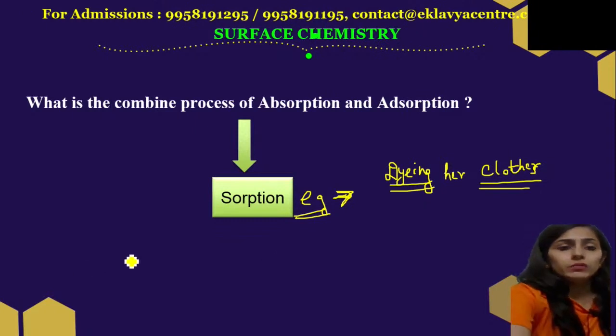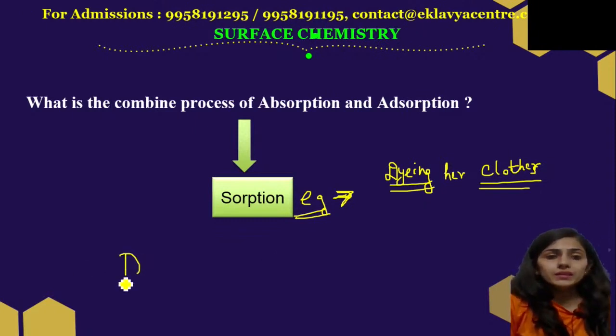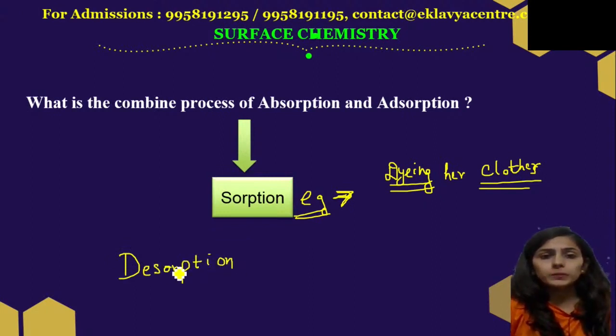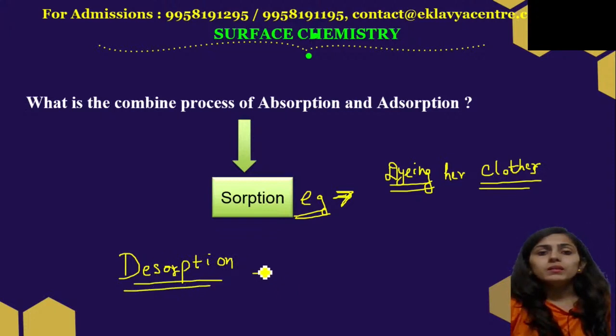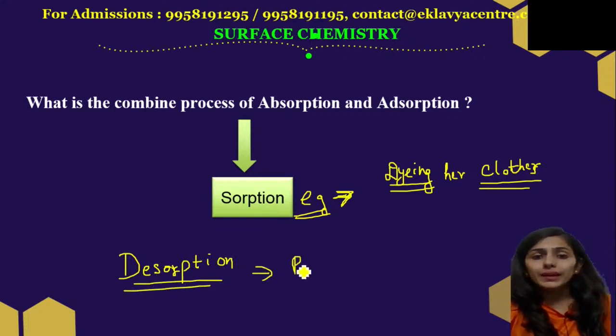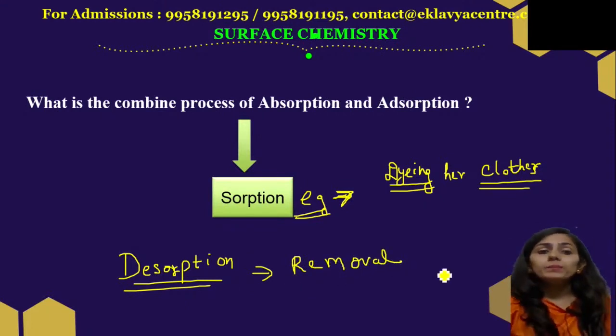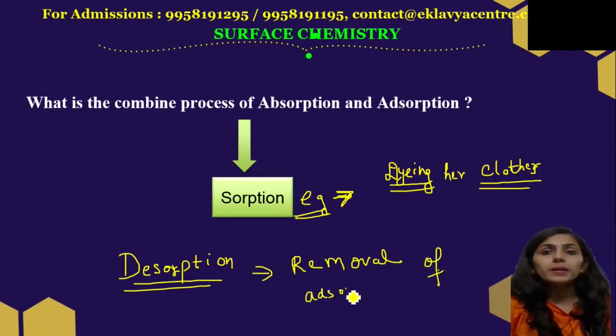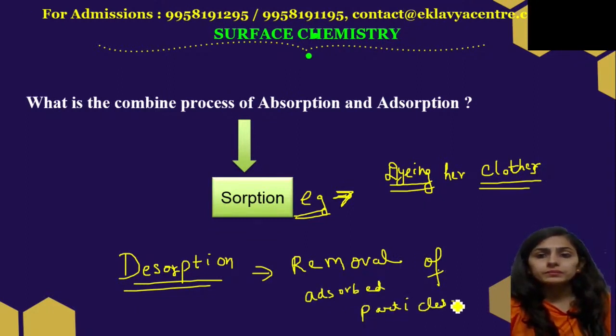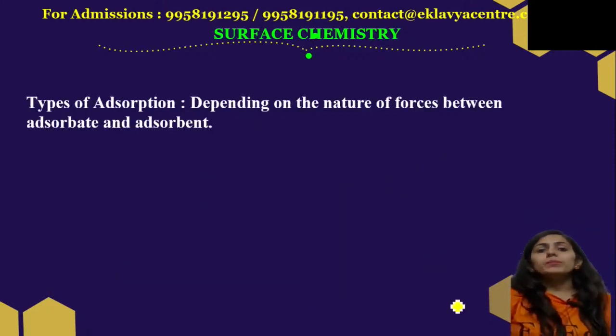Now there's one more thing that you have to study here, which is desorption. What is desorption? See, desorption is removal of adsorbed particles. What is adsorption? The particles are getting adsorbed on the surface. But desorption is removal of adsorbed particles. Yes or no? Clear?